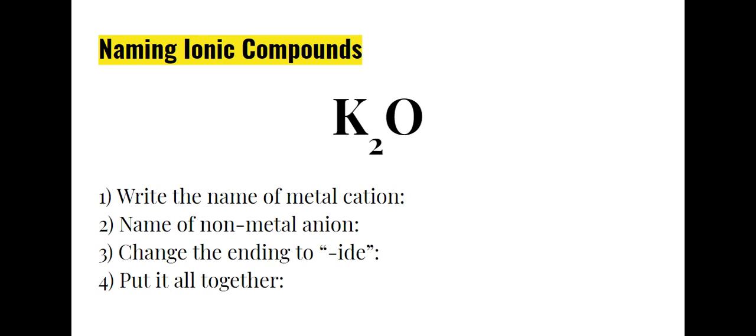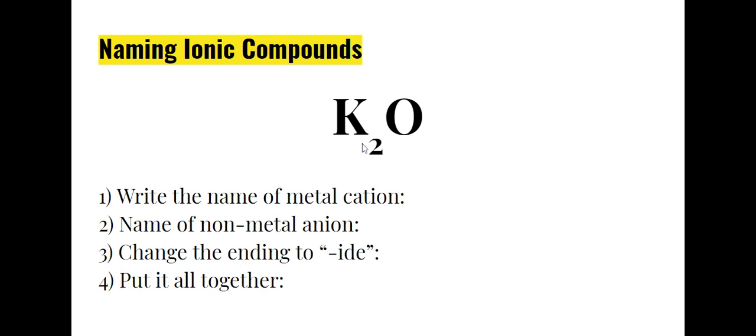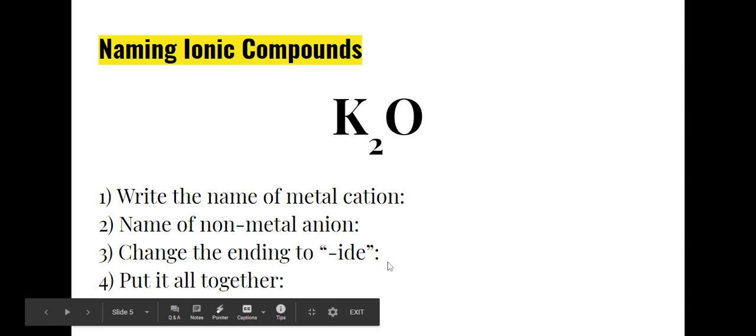So again, for practice, you would write the name of the metal cation. In this case, this is potassium. The name of the nonmetal anion, oxygen. You're going to change the ending to -ide, so it would become oxide. Then you put it all together, so it is potassium oxide.